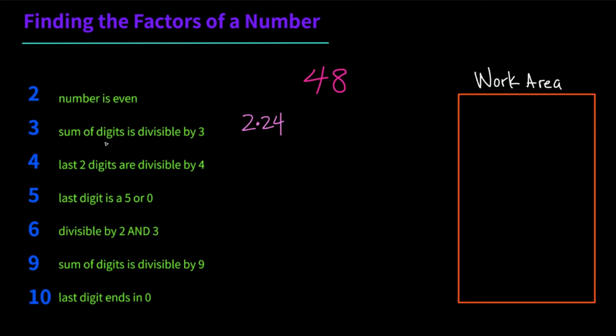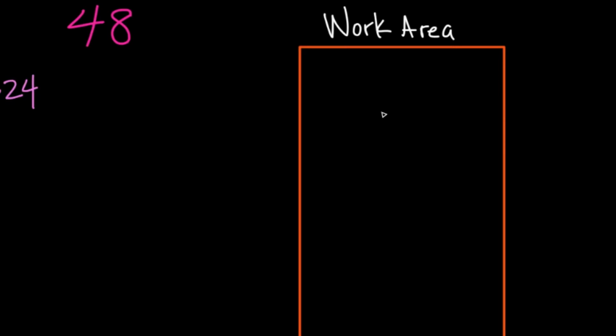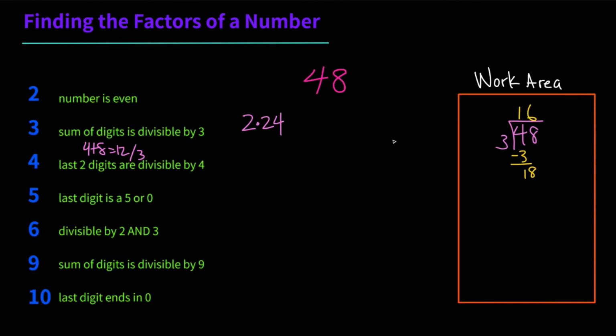Let's see if this number is divisible by 3. We have 4 plus 8 is 12. 12 is divisible by 3, which means we can go ahead and divide 48 by 3. 3 goes into 4 one time. 3 goes into 18 6 times. That means we have the factor set 3 and 16.